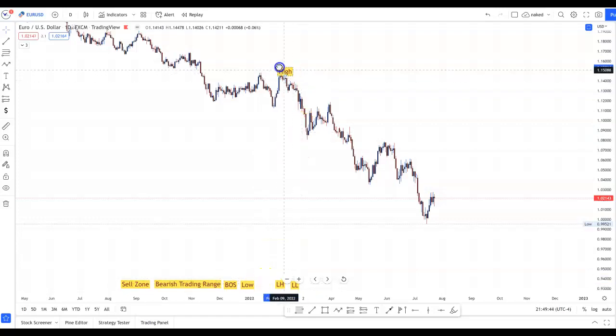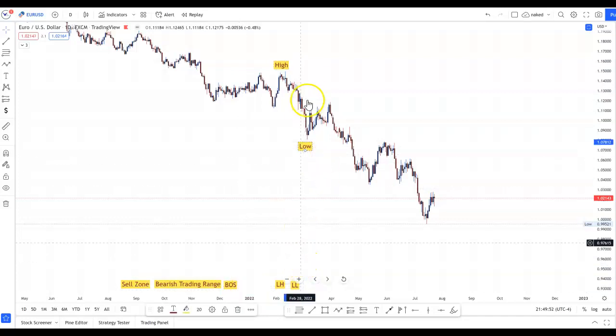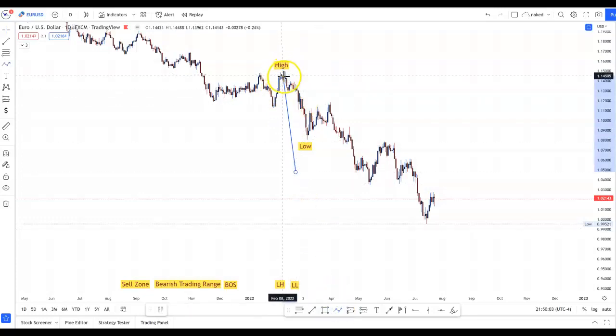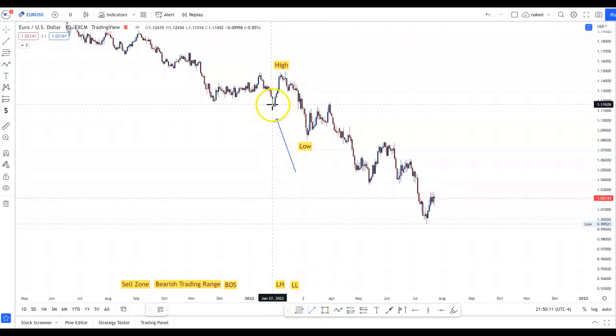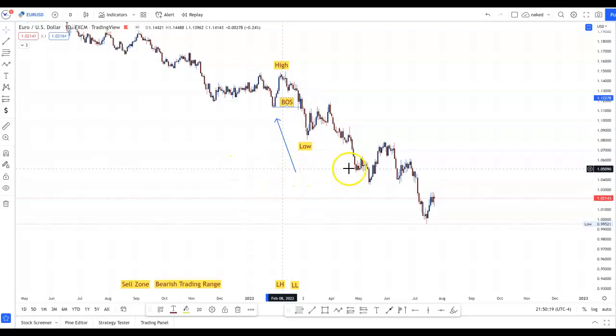Simply, we're going to use this high right here. Price created a high. And now it created a low. So this will be our swing high. This will be our swing low. This swing high right here broke this low. So this is what we call a break of structure. This break of structure right there, creating a new lower low.